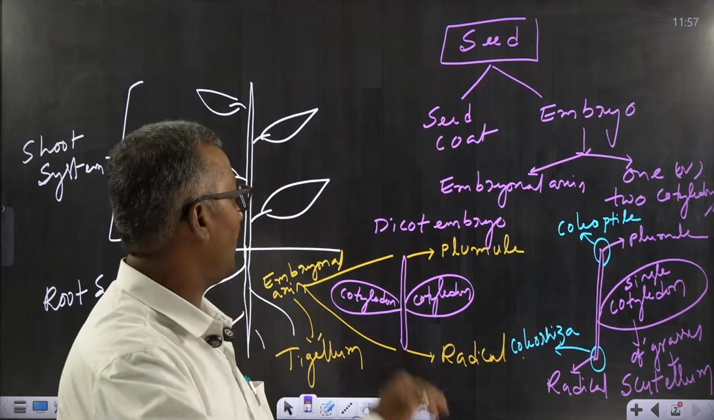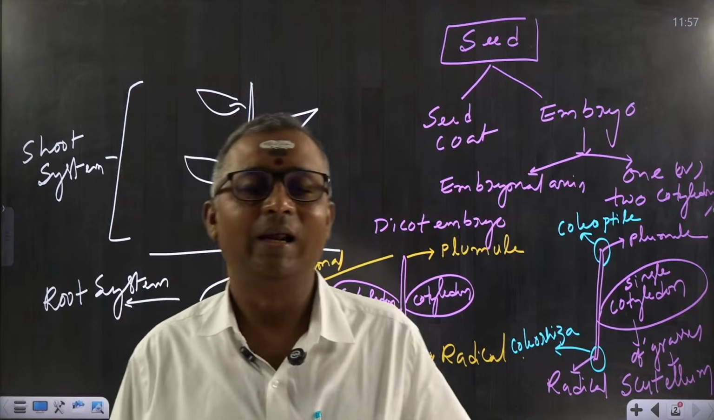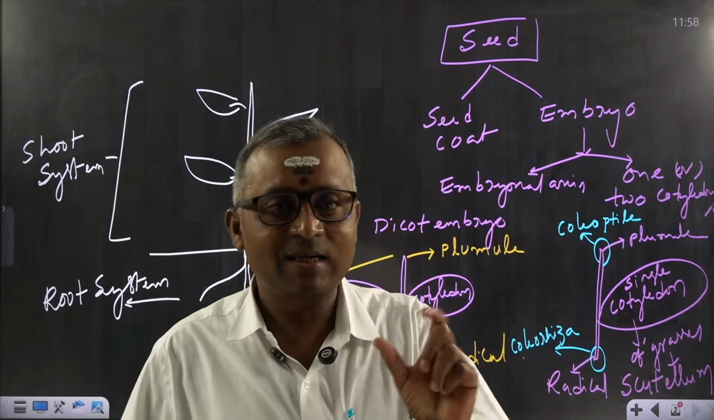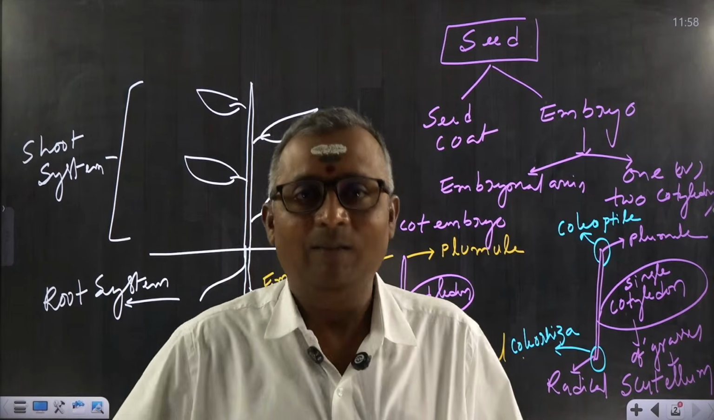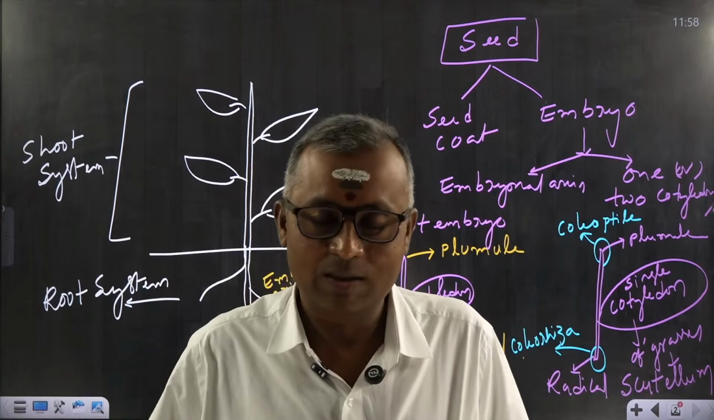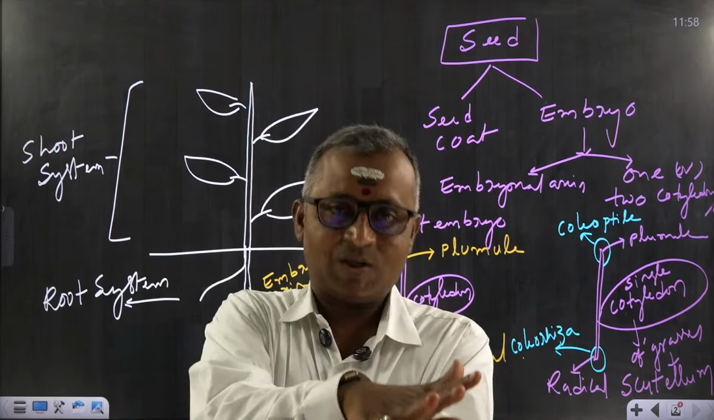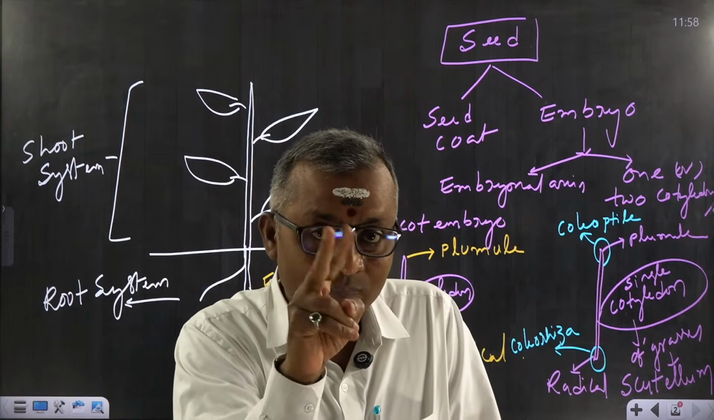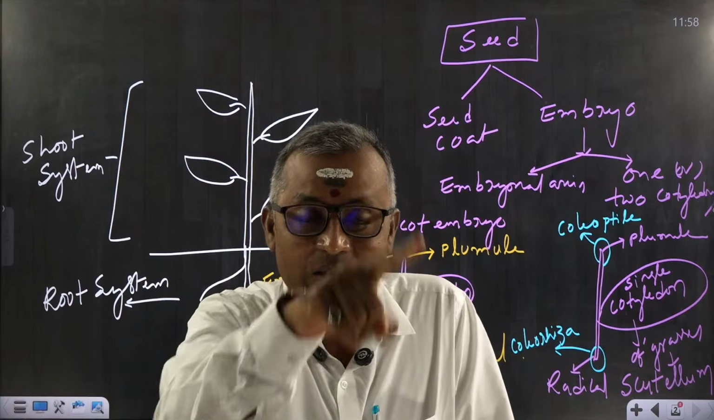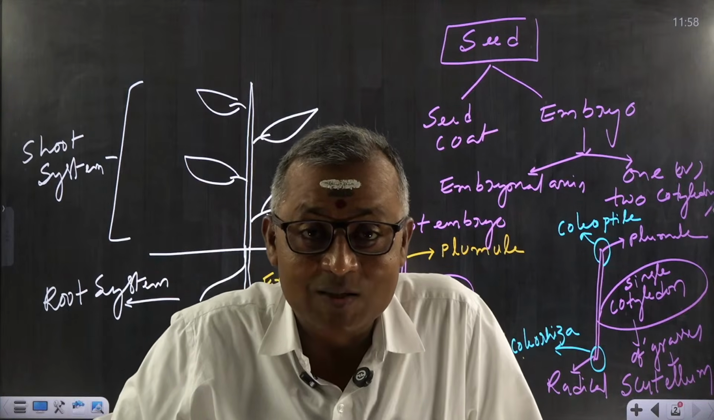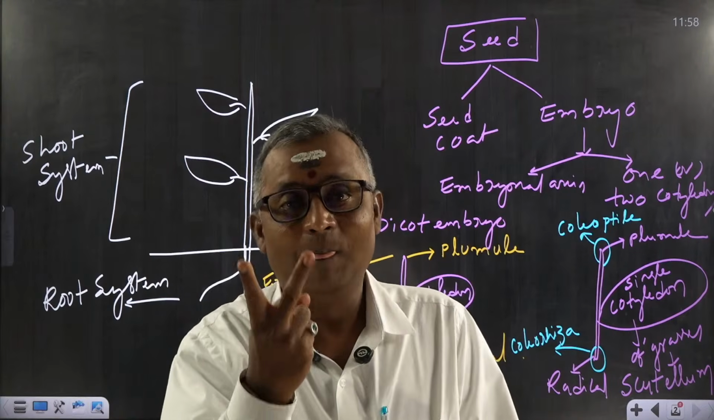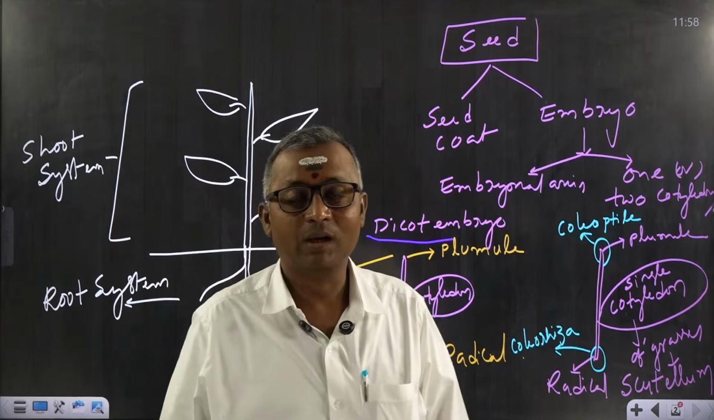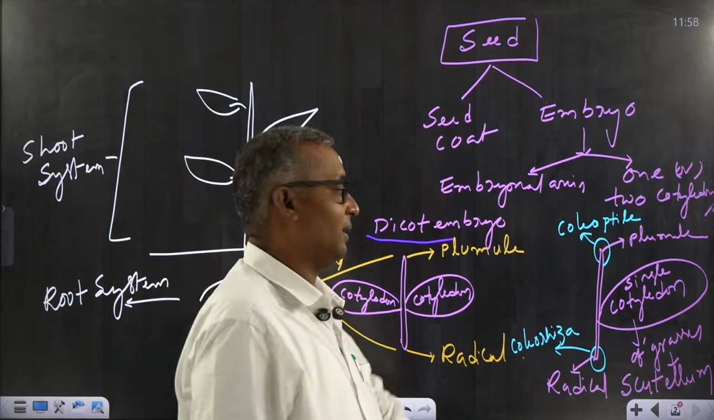Now let me give some more clarity about what is this cotyledon. Have you seen groundnut seed? Peanuts, groundnuts. Groundnut means peanut. If you crush the groundnut seed, you are going to get two pieces, right? Each piece is called one cotyledon. How many cotyledons are present in groundnut seed? Two. Hence it is called a dicotyledonous seed.